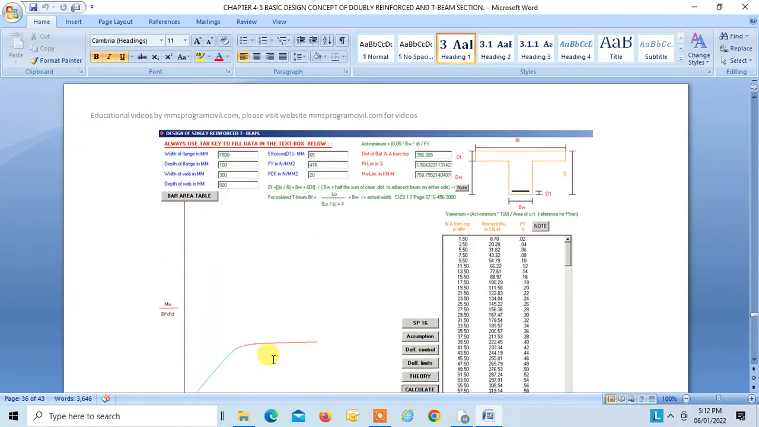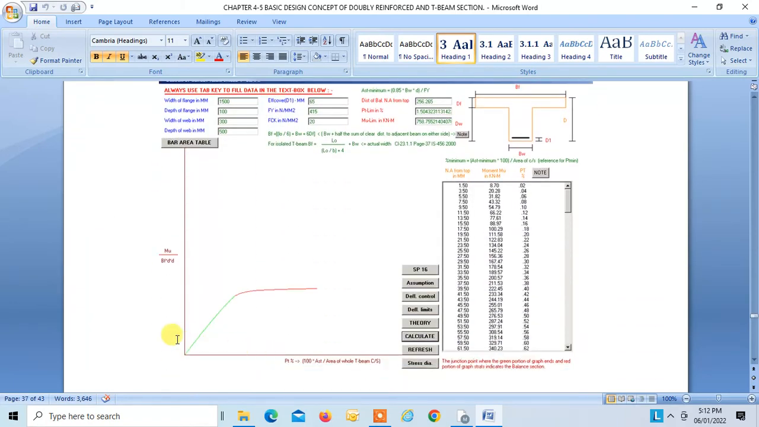Okay, this is another very important figure. You can do the analysis of T section. You can make a computer program like this. Varying the percentage of steel, you can get the corresponding moment of resistance and the depth of the neutral axis. This is the graphical representation. This green graph shows the section is under reinforced. Red graph shows the section is over reinforced. And this junction shows the balance section.